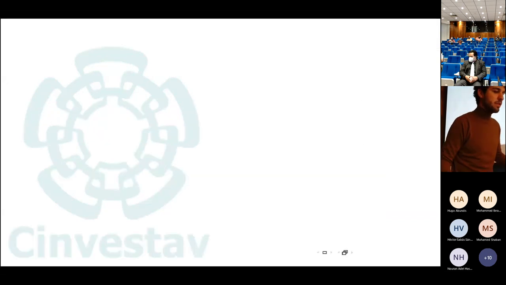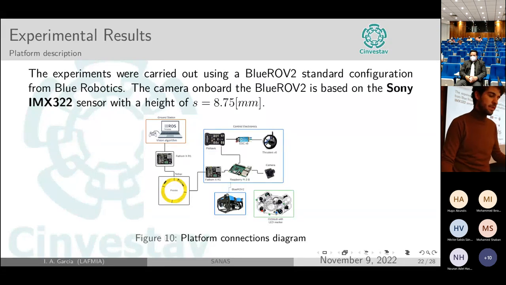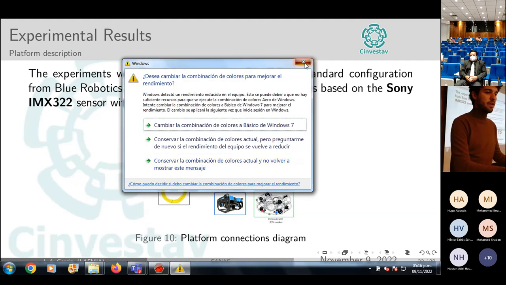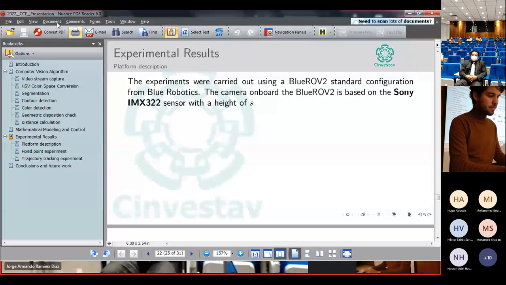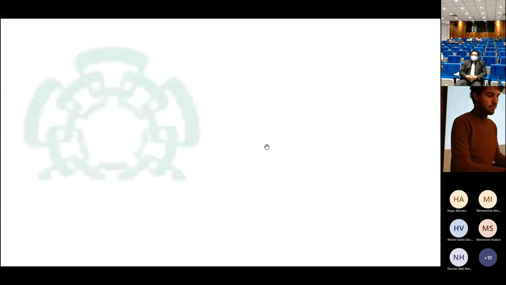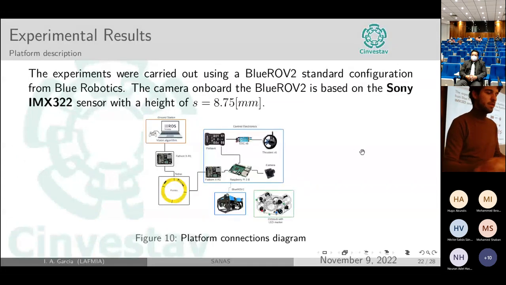For these experimental results, we use this platform that is shown in this diagram. We had the vision algorithm working on a ground station that uses ROS and MAVROS for communicating with our experimental platform. We used a tether cable for making this real-time communication to our device that was on board of the experimental platform. It consisted of a Pixhawk and a Raspberry Pi. The Raspberry was connected to the camera.